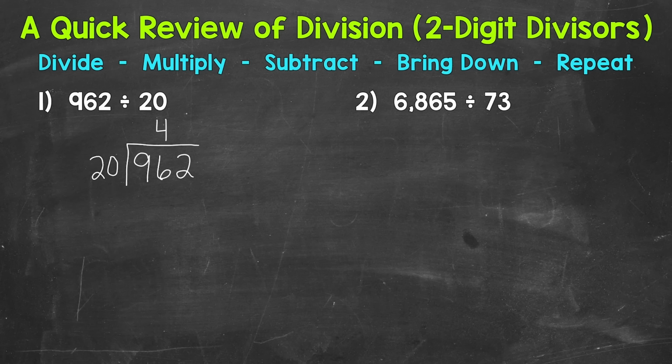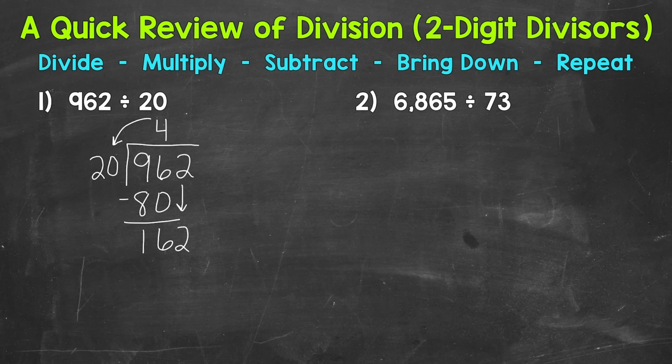Then we come around and multiply. So 4 times 20, that gives us 80. Then we subtract. 6 minus 0, 6. And then 9 minus 8, 1. After we subtract, we bring down. So let's bring down this 2.